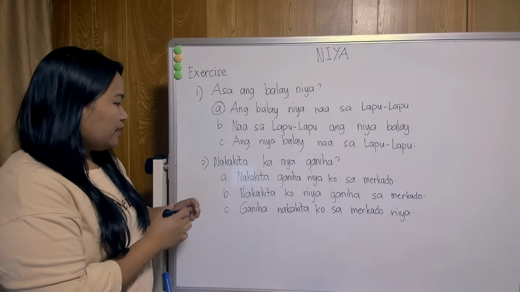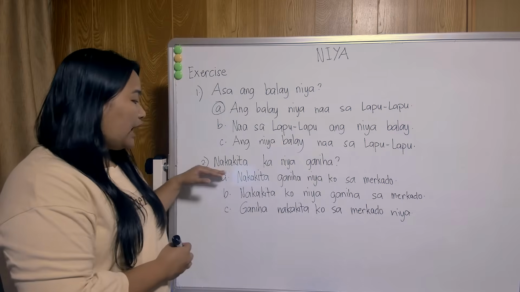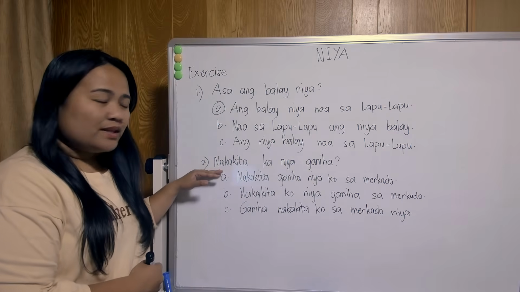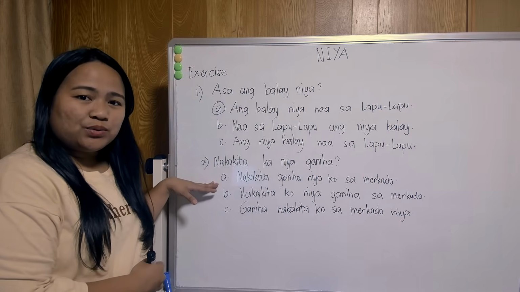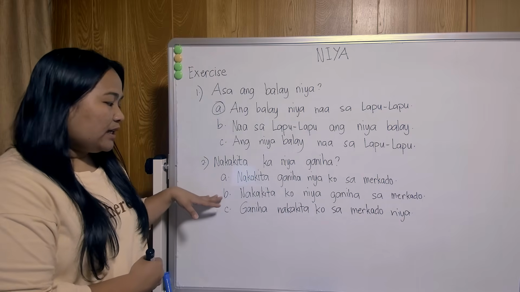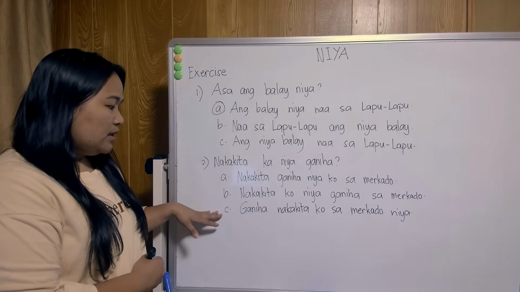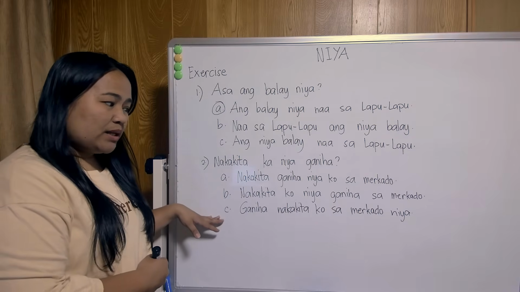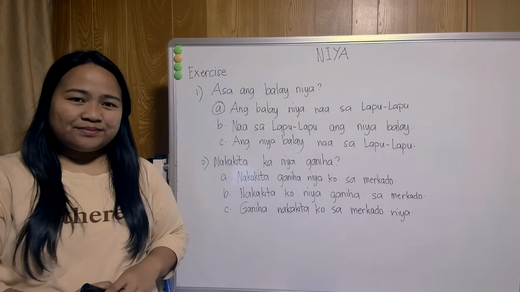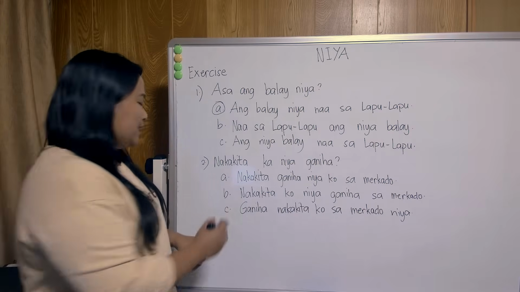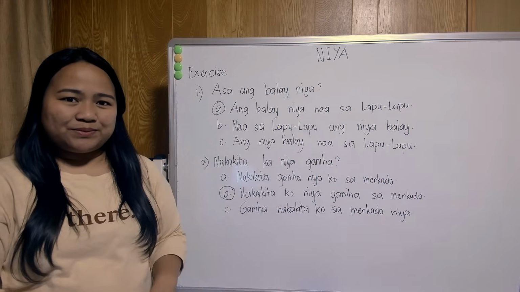Question 2. Nakakita kaniya ganiha? Is it A, nakakita ganiha niya ko sa merkado? B, nakakita ko niya ganiha sa merkado? Or C, ganiha nakakita ko sa merkado niya? What's the correct answer? Yes, the correct answer is letter B. Nakakita ko niya ganiha sa merkado.